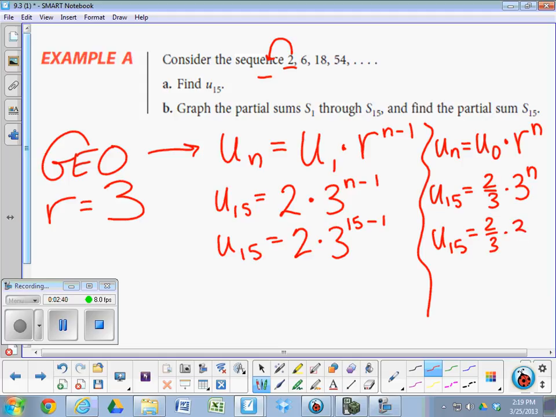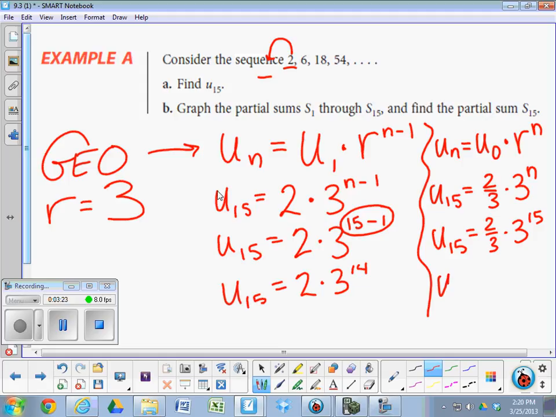I'm just confirming that both of these formulas would give us the same thing. I think they will. This one is multiplying 2 times 3, 14 times, while the other formula is multiplying 2/3 times 3, 15 times. Well, that's okay. Once it multiplies 2/3 times 3 the first time, what's 2/3 times 3? 2. Then it has to multiply by 3 how many more times? 14. So it's the same thing. It's going to give us the same answer.